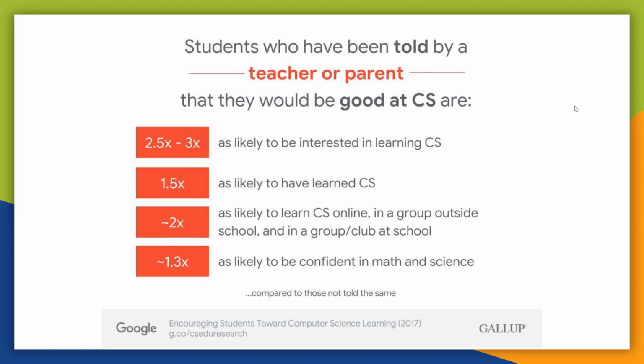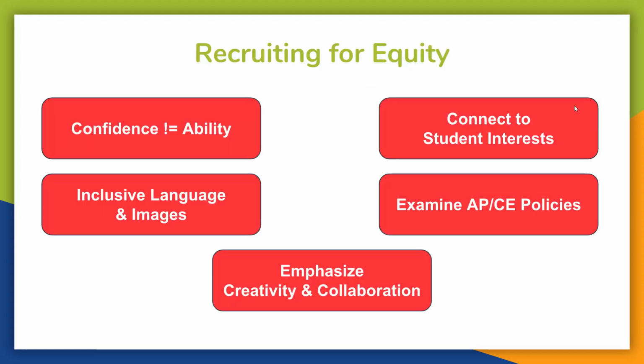They're also 1.5 times as likely to have learned computer science, about 2 times as likely to learn computer science online in a group outside or inside school, and to be more confident in math and science. So that's a little bit of data that backs up the personal encouragement piece. A note here about recruiting for equity. As you're recruiting, we want to keep in mind that our goal is to broaden participation in computing and that some messages may be more helpful than other messages.